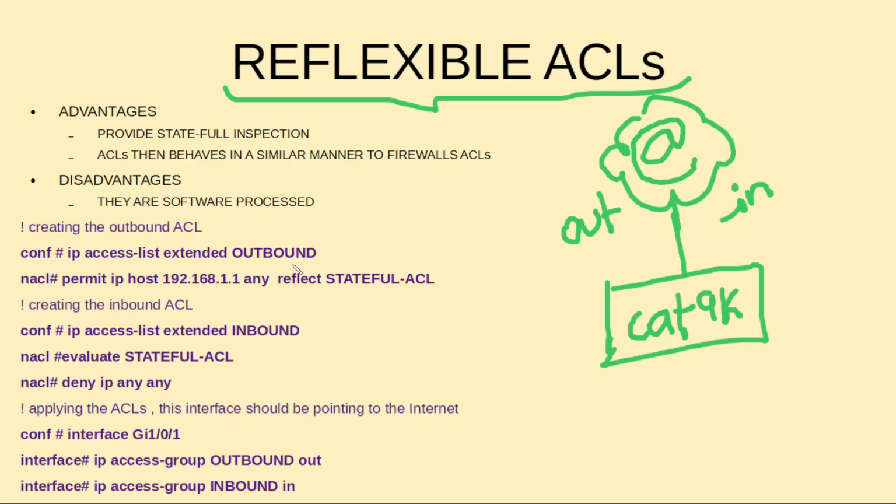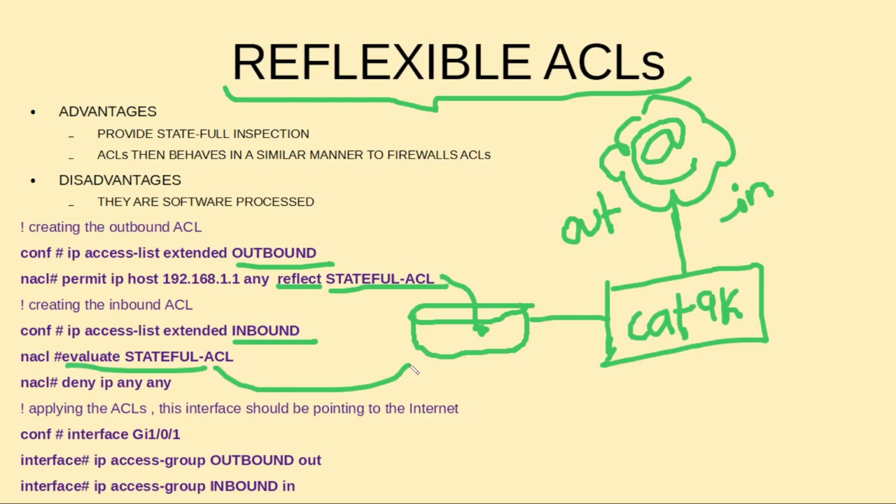In this example, the outbound ACL is going to be called outbound, and the inbound ACL is going to be called inbound. Notice that within the outbound ACL, we are going to make use of the reflexive ACL using the parameter reflect and the name of our reflexive ACL. So this will be the actual stateful inspection database. And within the inbound ACL, we are going to reference this reflexive ACL with the command evaluate and the name of this ACL.